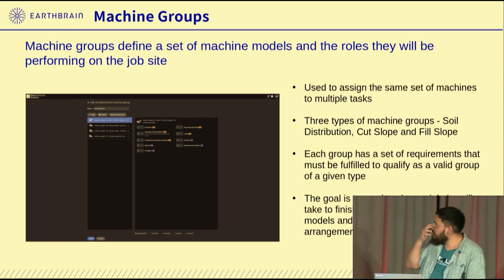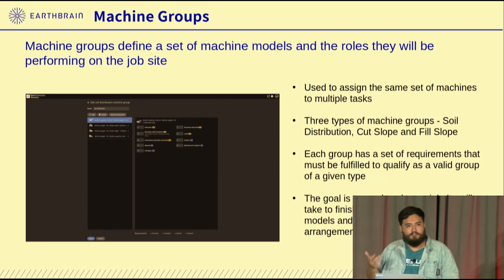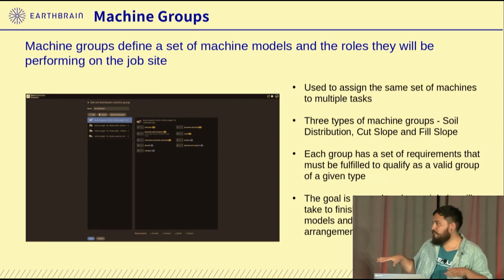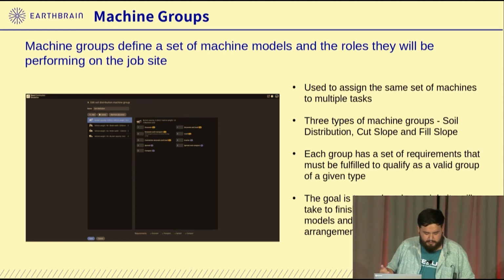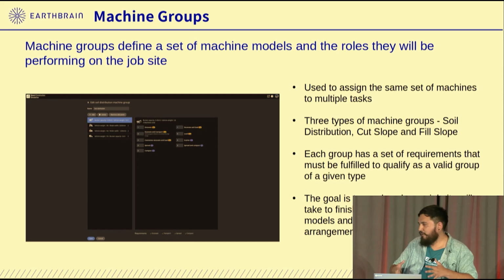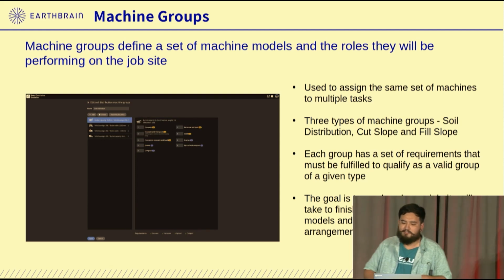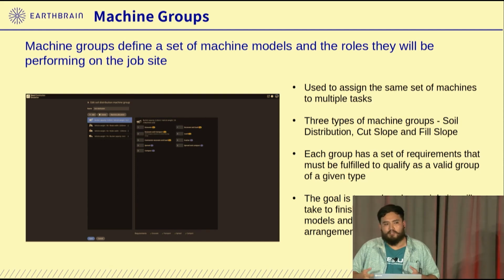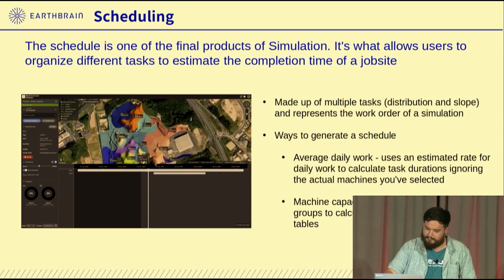And then we have this concept of machine groups. This is where you assign your construction machines to different tasks of your simulation. There are basically three different types: the soil distribution group, the cut group, and the fill group. This is mainly so that as a user, you can experiment with different configurations of machinery and quantity to see how your simulation will run, and the budget, price, and money, things like that.